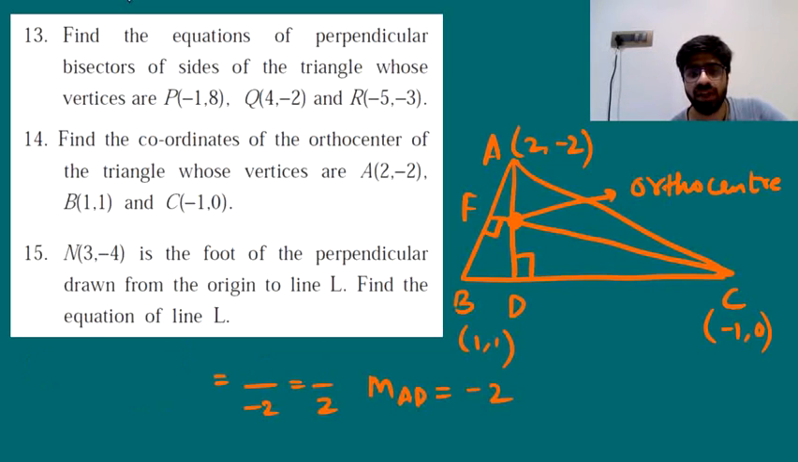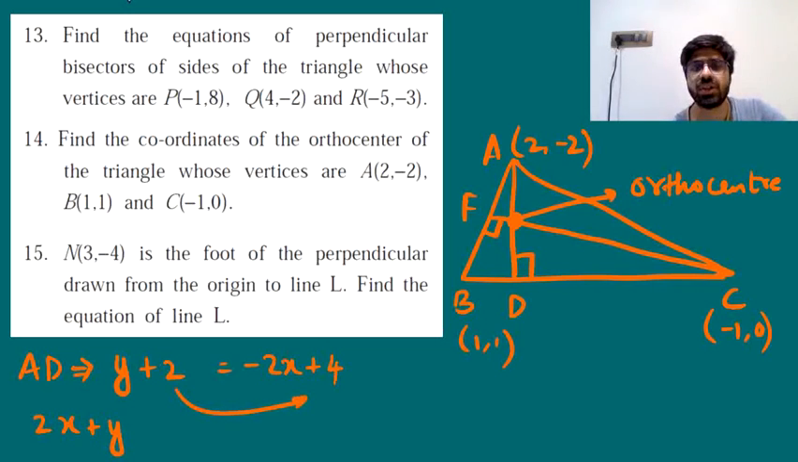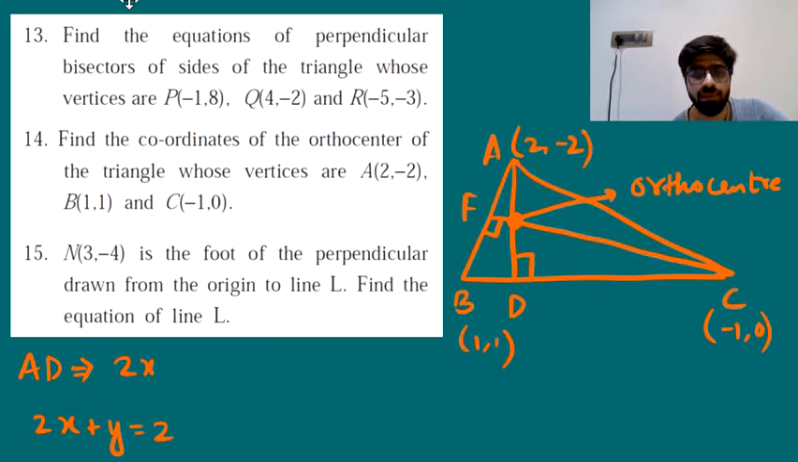The slope of AD is -2 and AD passes through the point A. So the equation of AD will be written by the slope point form, that is y minus y1 equals m, which is -2, into x minus x1. This will be y plus 2, and this will become -2x plus 4. Take everything on the left, so we have 2x plus y. In fact, we will take that 2 on the right. So 2x plus y equal to 2 is the equation of the altitude AD.